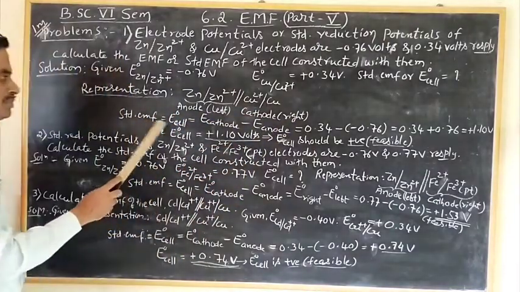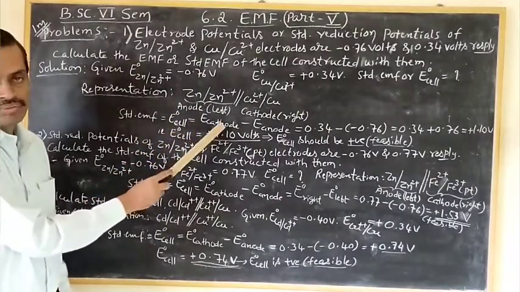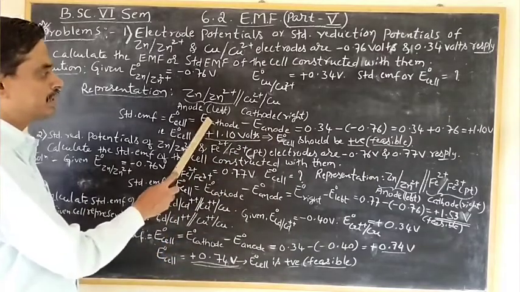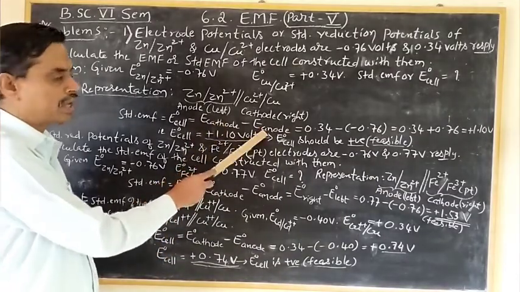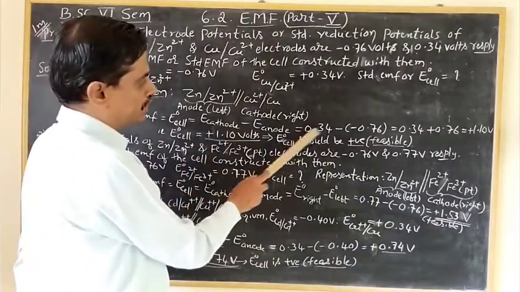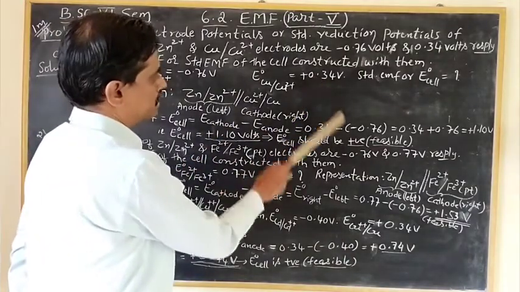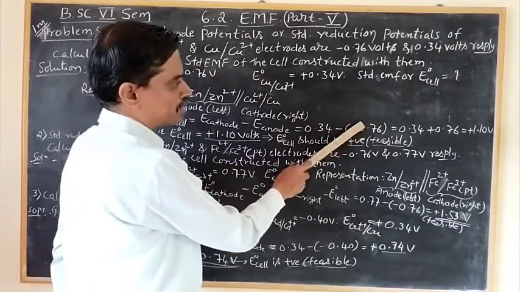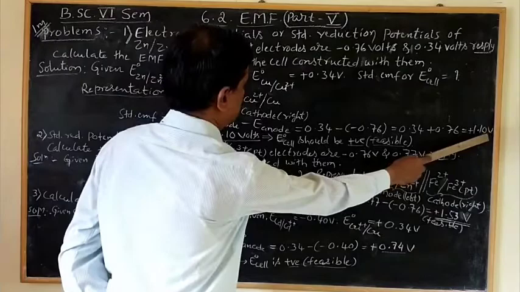The standard EMF, E0 cell, is equal to E cathode minus E anode. As I told, E cathode is having the higher value, E anode is having the lower value. Subtract these two by taking the values: 0.34 volts minus minus 0.76 volts. After simplification you will get plus 1.10 volts.